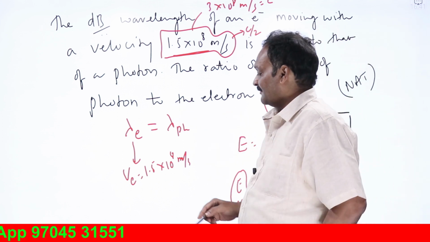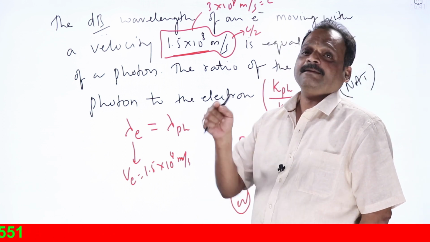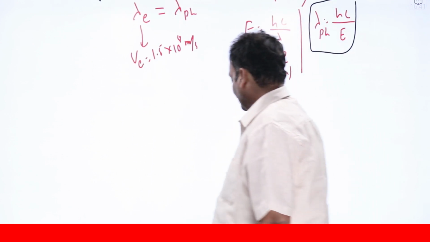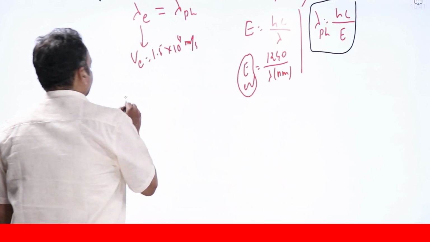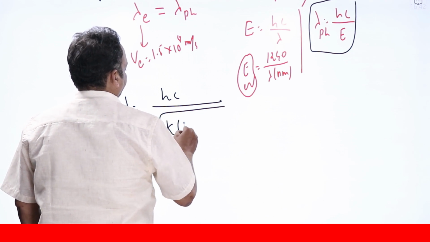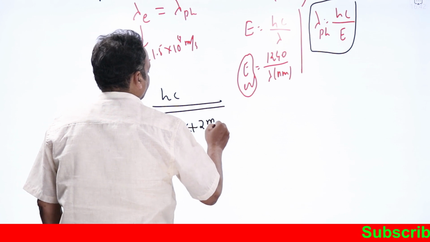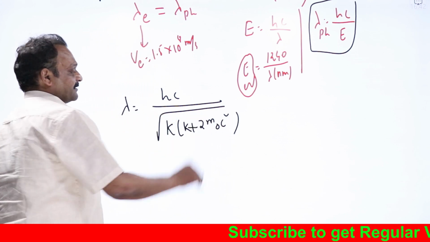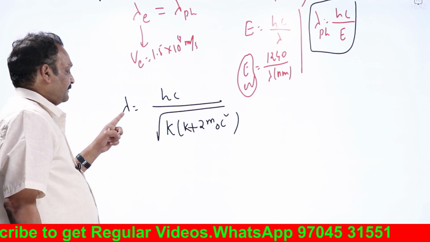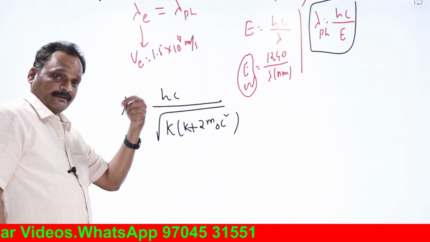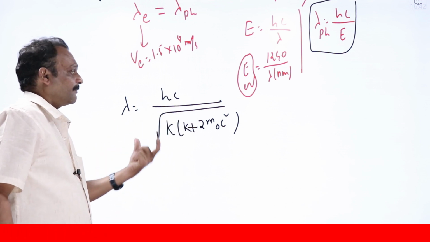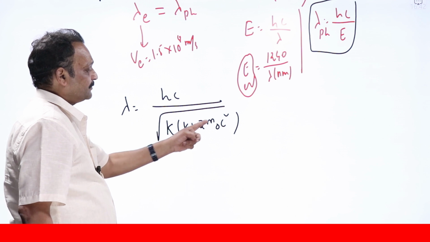What is the de Broglie wavelength of the electron? De Broglie wavelength of a relativistic particle: for a relativistic particle, the formula is lambda equal to hc by under root K into K plus 2 m naught c square, where m naught c square is the rest mass energy of the electron and K is the kinetic energy of the electron. So the de Broglie wavelength of a relativistic particle is not simply lambda equal to h by mv. We'll derive this later on, after completing this problem.